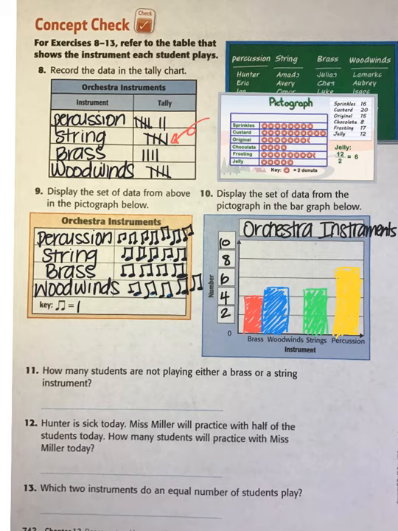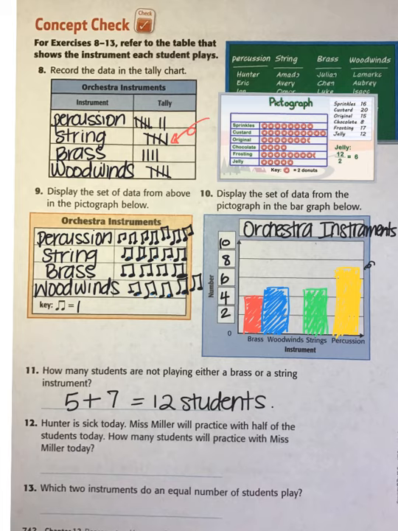So we're not going to count those that are. We are only counting those that are not playing brass or string. So let's count how many we had for woodwinds. We had 5, right? So 5 plus how many played percussion, which was here, and that was 7. So we can say that 12 students are not playing brass or string.